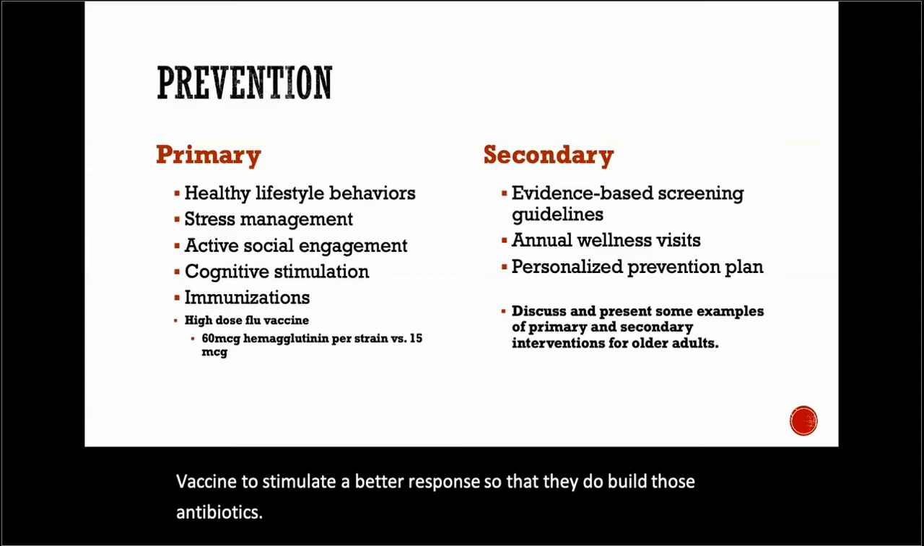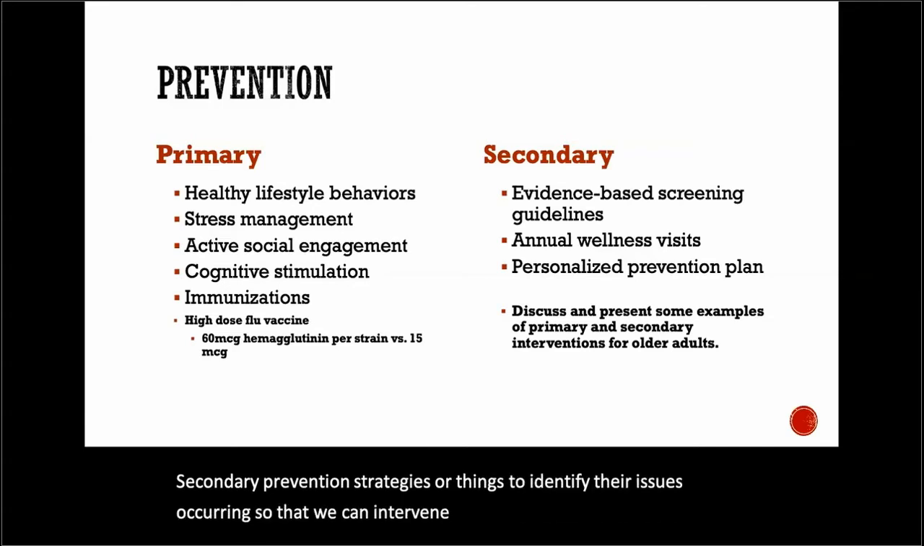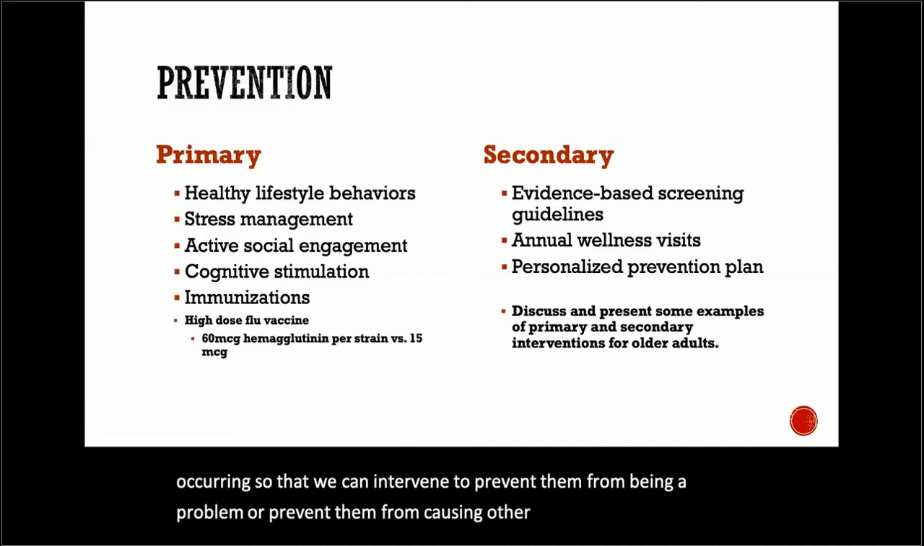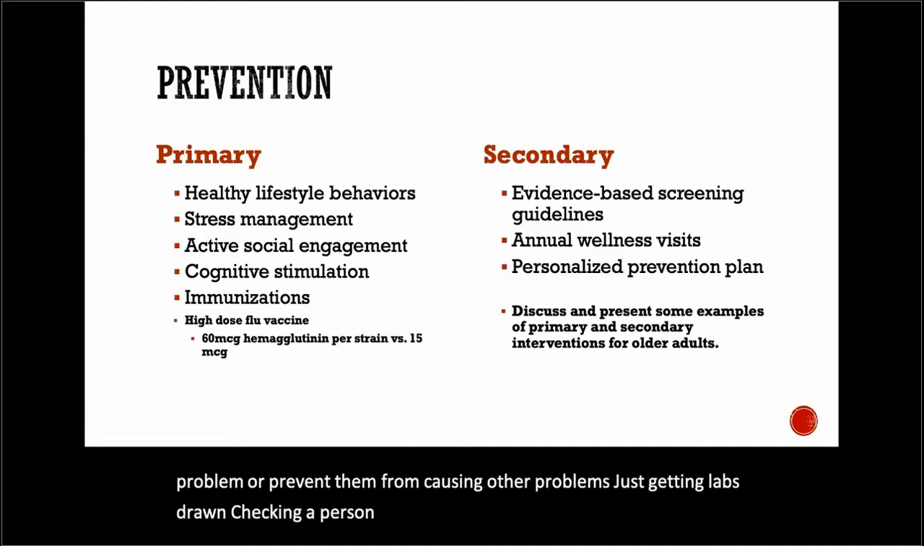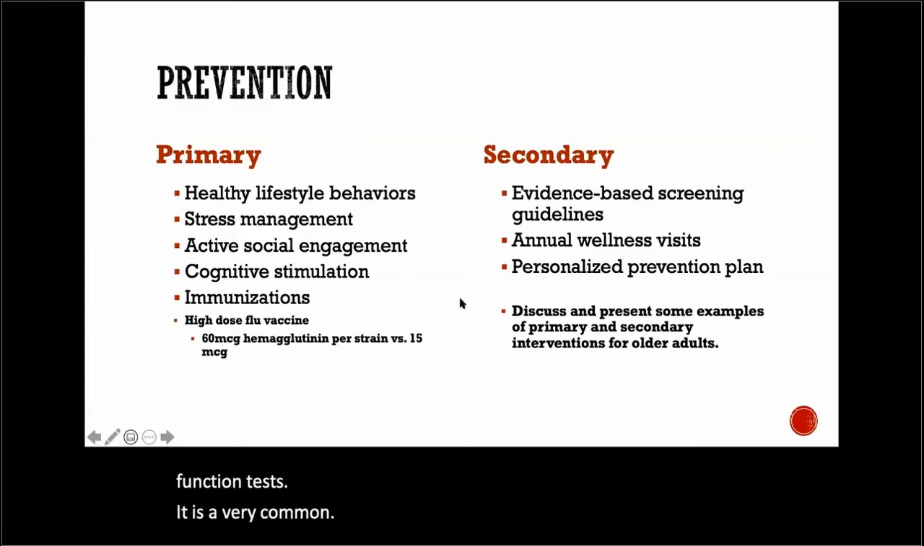Secondary prevention strategies are things to identify if there are issues occurring so that we can intervene to prevent them from being a problem or prevent them from causing other problems. Just getting labs drawn, checking a person's thyroid is secondary prevention. So it helps to identify. So that is a common secondary screening for older adults, a thyroid function test. It is a very common problem in older adults, especially hypothyroidism.